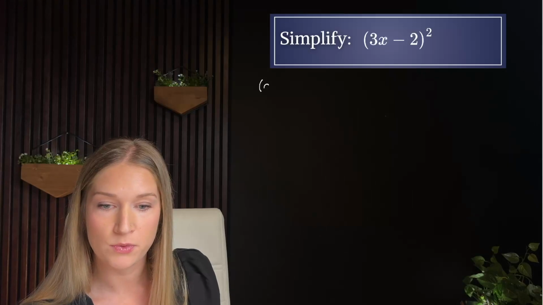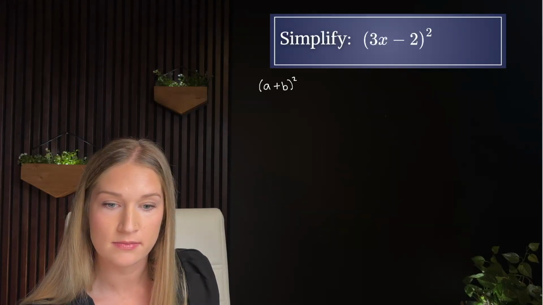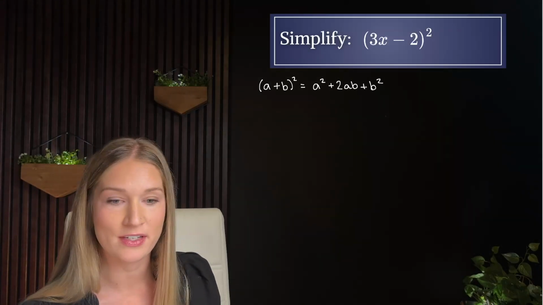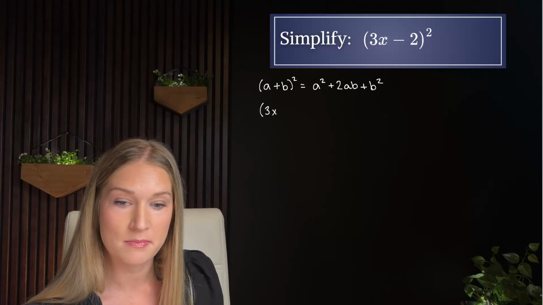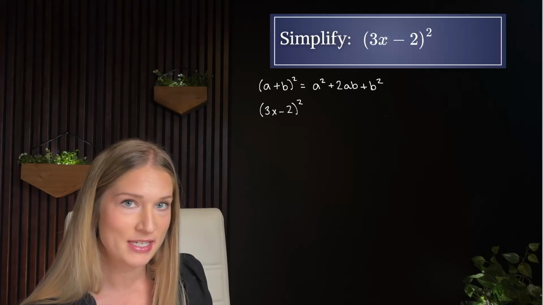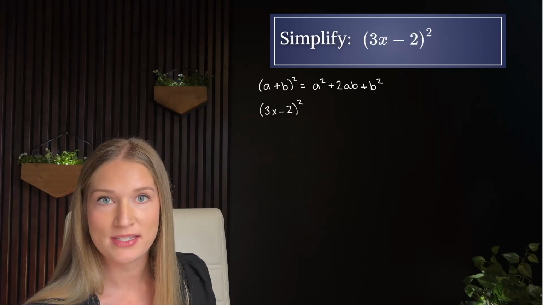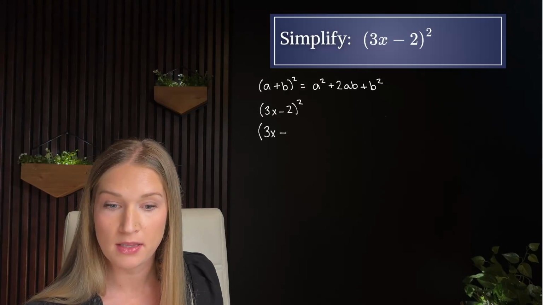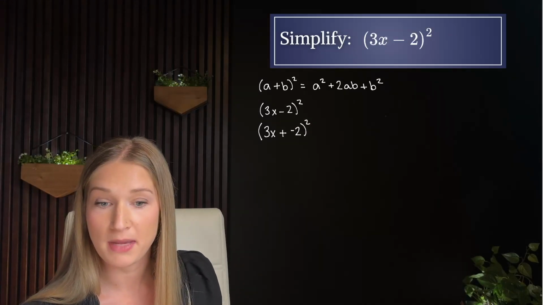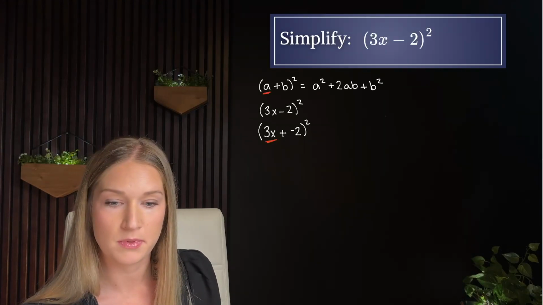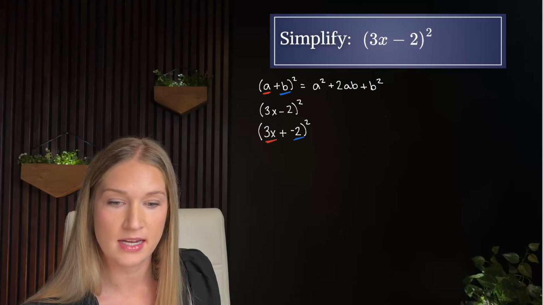I'll write out that rule that we just had on the last screen. And then we'll apply that rule to the expression that we have here. I have 3x minus 2 squared, and I'm going to notice that the 3x is in the place of the a, and the minus 2 is in the place of the b. Now, if you're uncomfortable with that, we could rewrite this as 3x plus a negative 2. And now it's a little bit easier to see that my b is going to be that negative 2. I have a is 3x, and then b is negative 2.